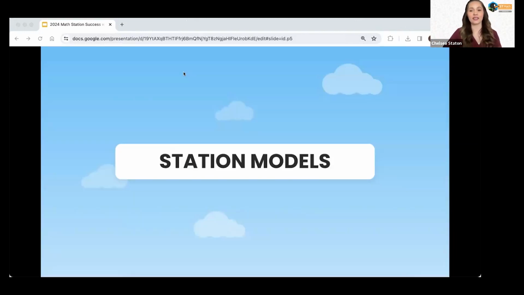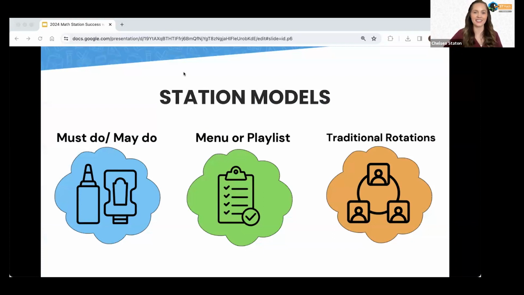Okay, so we're going to talk really briefly about some station models, just so we're all coming from the same understanding. And if I say certain things, we all have the same groundwork. There are literally hundreds of different ways to do stations. These are just some of the more popular options, or sometimes if teachers come up with their own way, it can still fall under the umbrella of one of these. So we've got must do, may do, a menu or a playlist, and then traditional rotation.